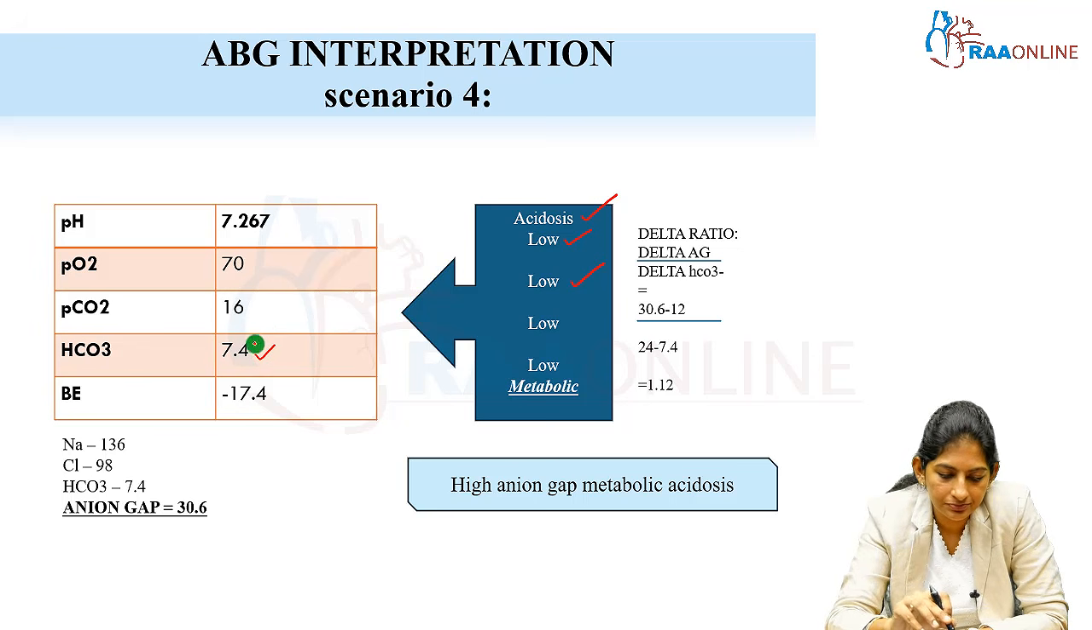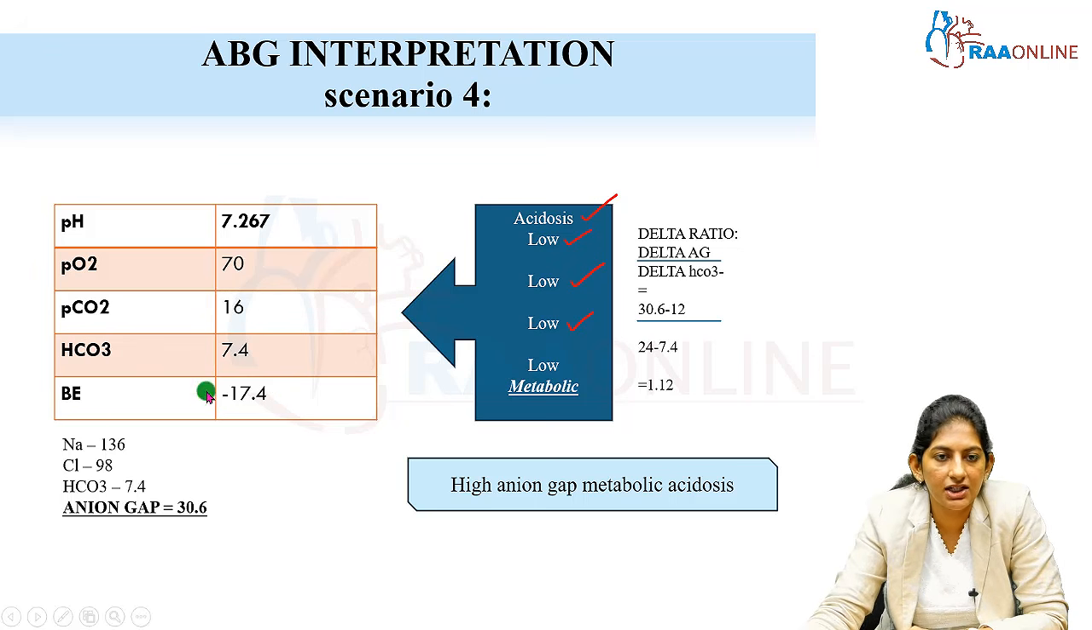So this is a metabolic acidosis. Look at the base deficit of 17.4. So this is a metabolic acidosis. On any metabolic acidosis, calculate the anion gap. We have sodium, chloride, bicarbonate. We have calculated the anion gap, which has come around 30. High anion gap metabolic acidosis.